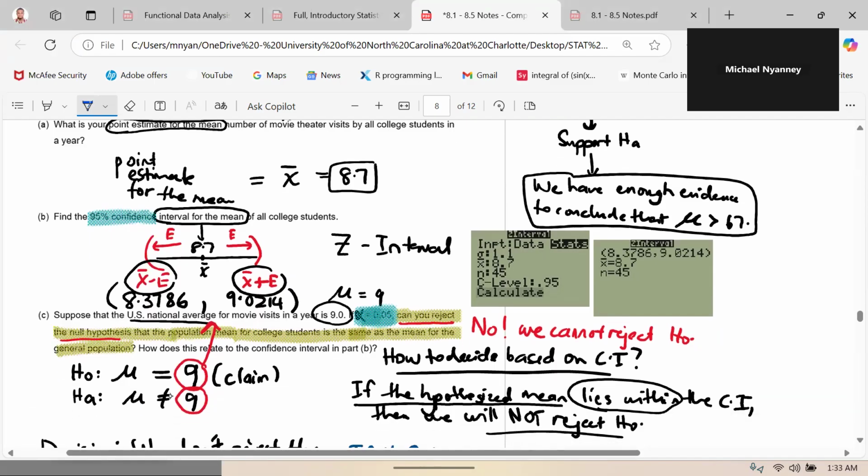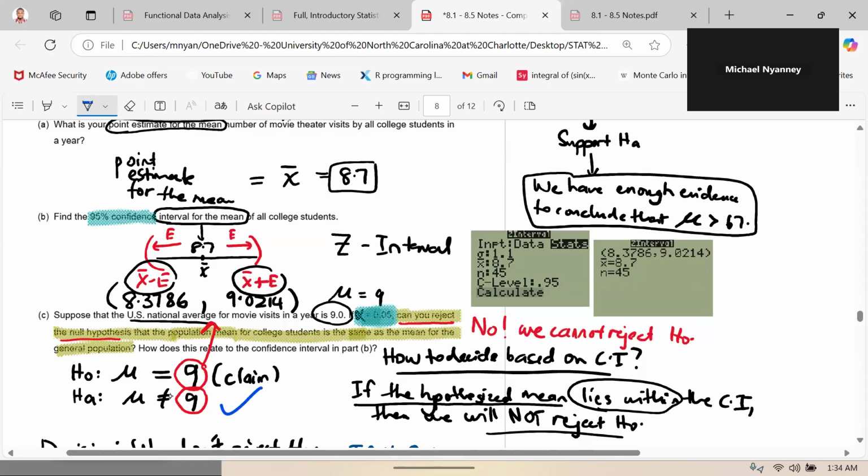Now in part C, we are saying that suppose the US national average for movie visits is 9. So we have our mu to be 9. Can you reject the null hypothesis that the population mean for the college students is the same as the mean for the general population? So now can we reject our null hypothesis? Our null hypothesis is that the average for movie visits in a year is 9, that is mu equal to 9. This implies that the alternative is mu not equal to 9.